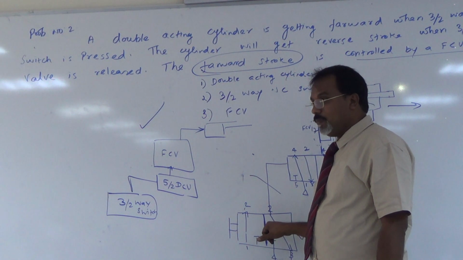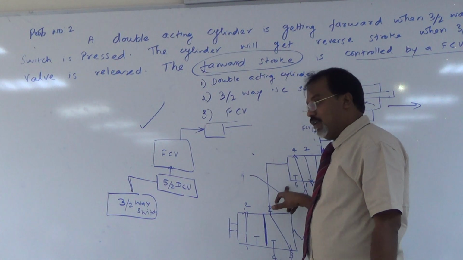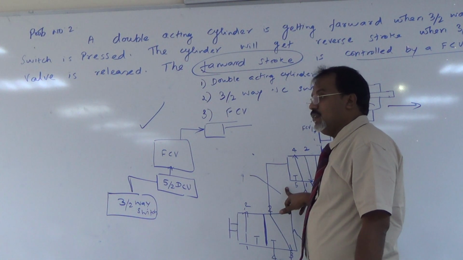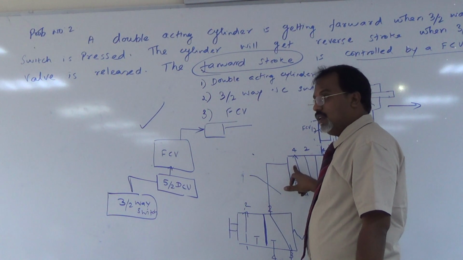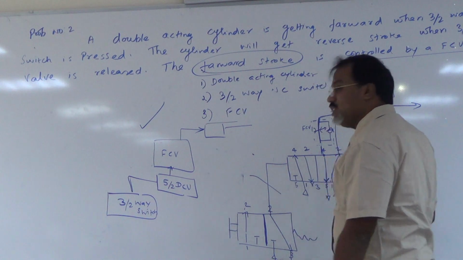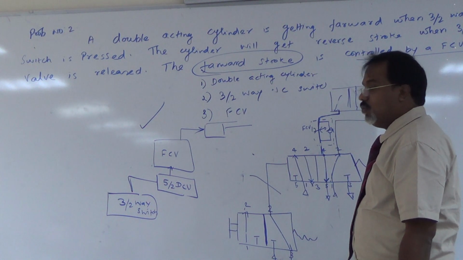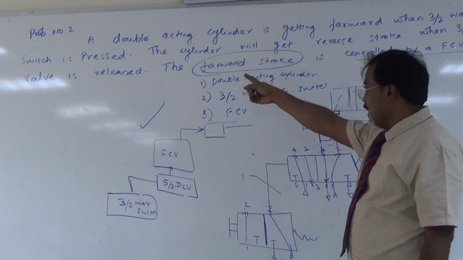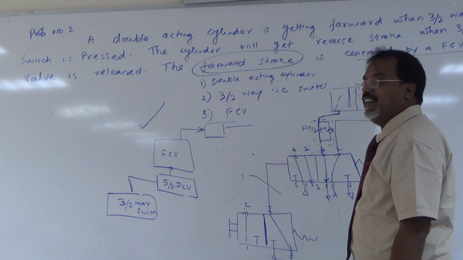I'm telling you that as soon as you have a 5x2 valve, most of the time you should put two 3x2 valves connected together. This one is connected together, this is one and the other one. Sometimes. How could I know when I have to put it and when I don't? Why spring return? Because if it is added, the cylinder will get reverse stroke when another 3x2 way switch is pressed.